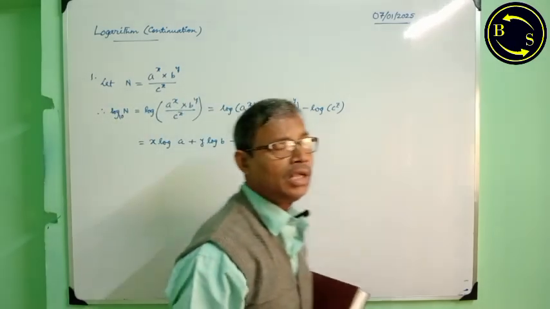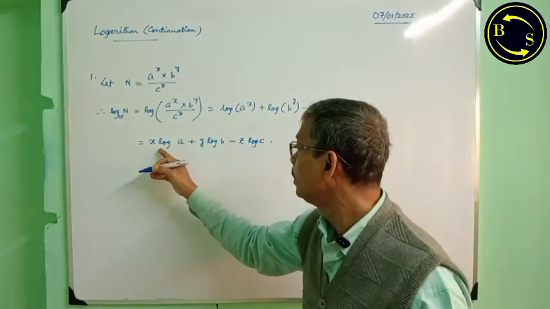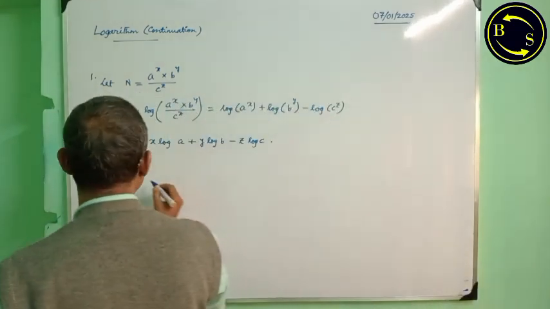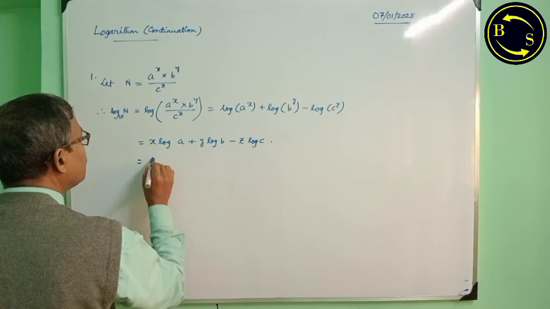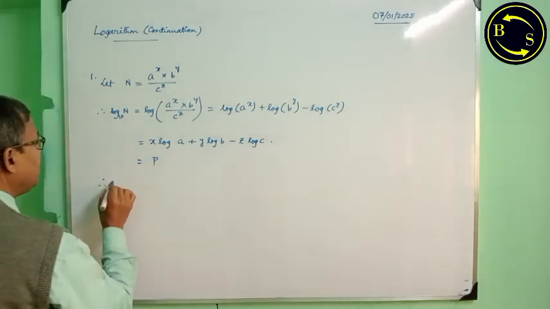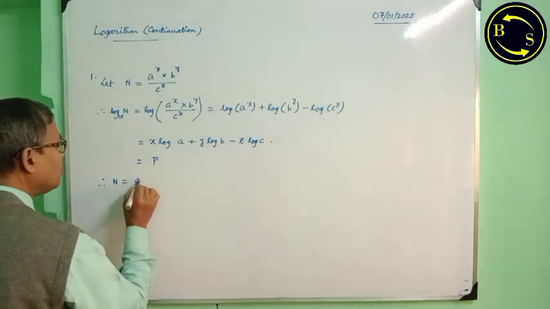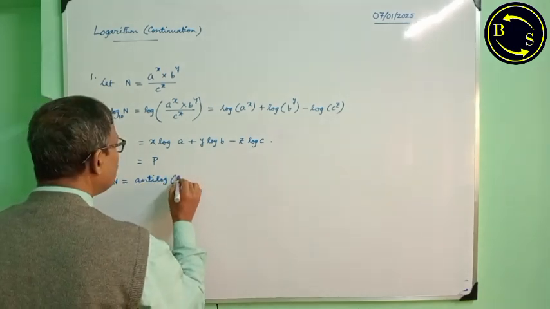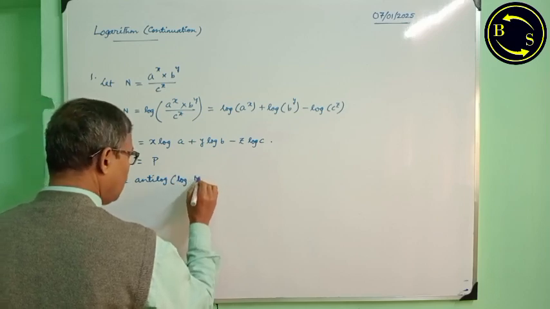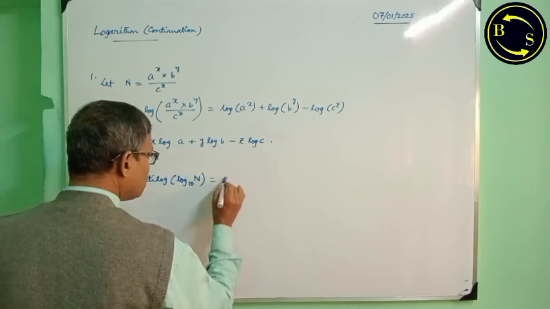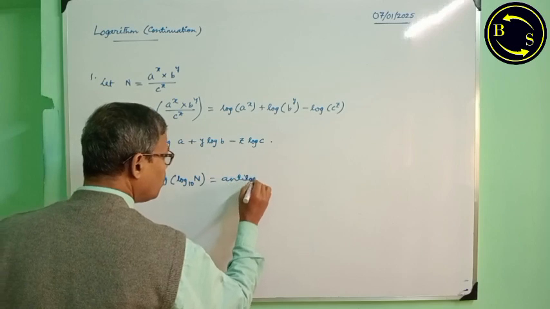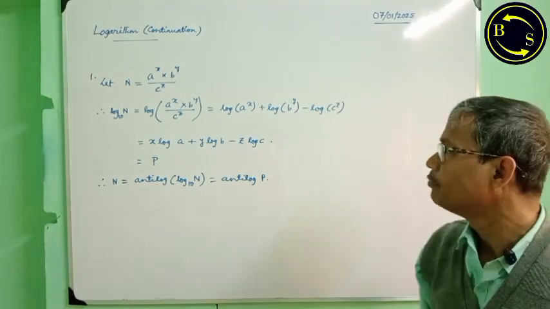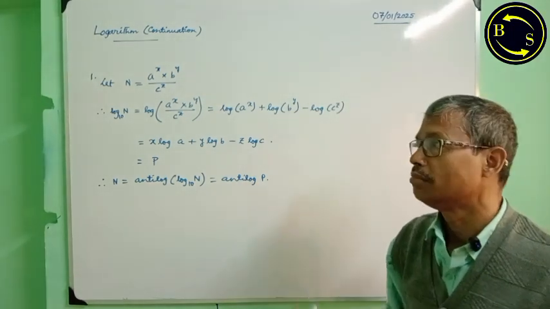Now, using log table, we calculate the value of this expression. Say it will be p. Then N will be equal to antilog of log N to the base 10, that is antilog p. Now antilog p also calculated from the log table, antilog table.